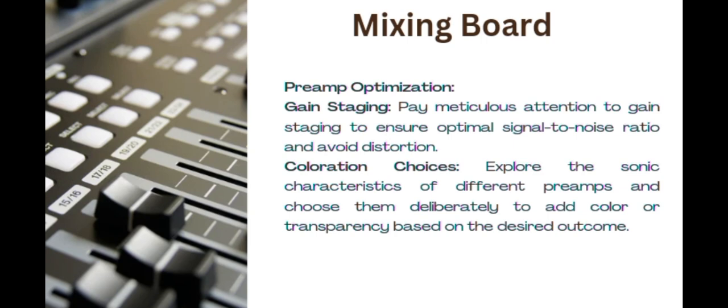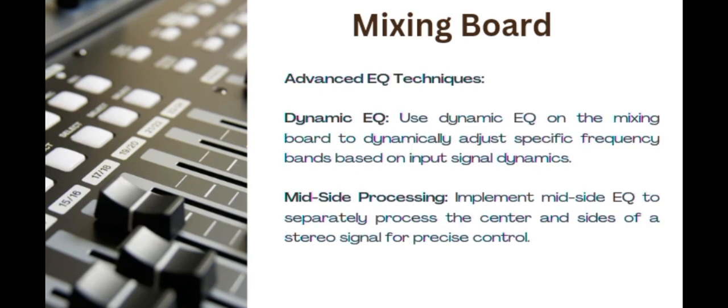Coloration choices. Explore the sonic characteristics of different preamps and choose them deliberately to add color or transparency based on the desired output. Advanced EQ techniques. Dynamics EQ. Use dynamics EQ on the mixing board to dynamically adjust specific frequency bands based on input signal dynamics. Mid-side processing. Implement mid-side EQs to separately process the center and sides of the stereo signal for precise control.